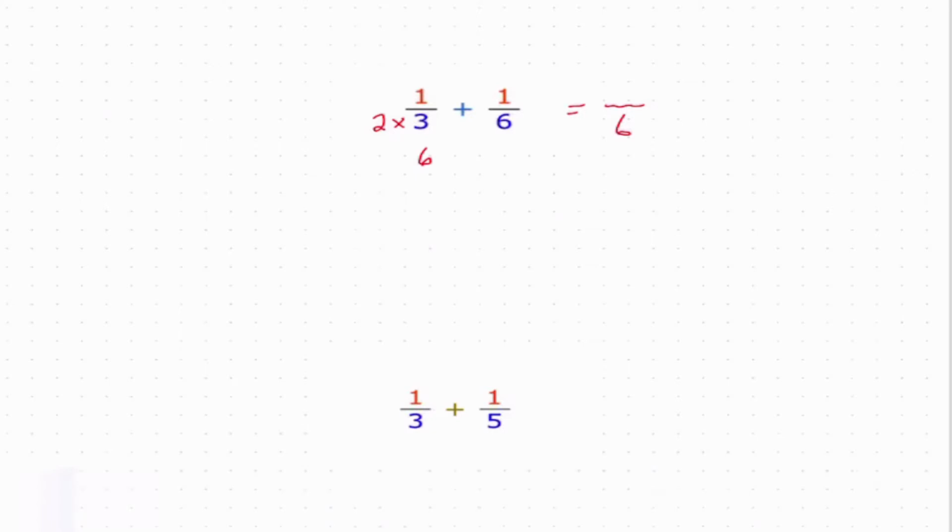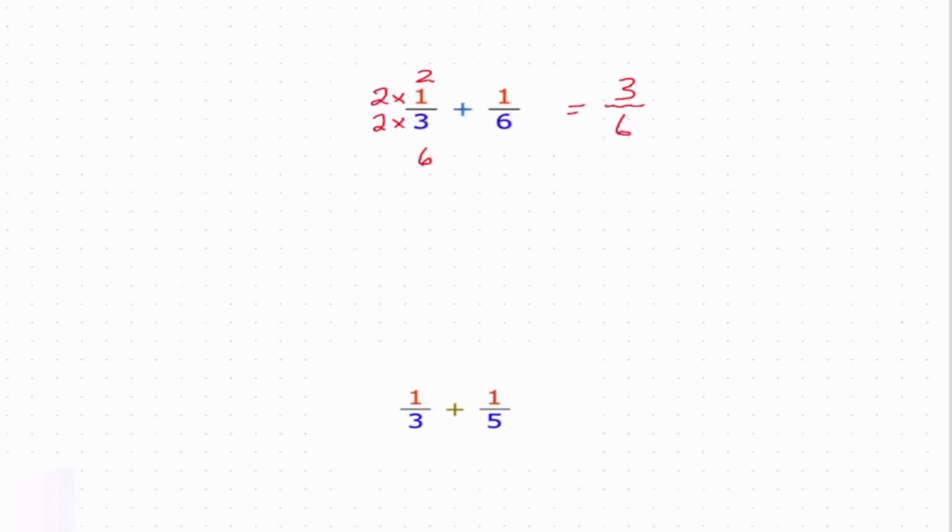Now, whatever we do to our denominator, the bottom number, we have to do to the top number. So we also have to take this times 2. So 2 times 1 is going to equal 2, right? So this one's going to equal 2 now. Now we can do 2 plus 1. That gives us 3, right? So our numerator is 3. Now we have 3/6.